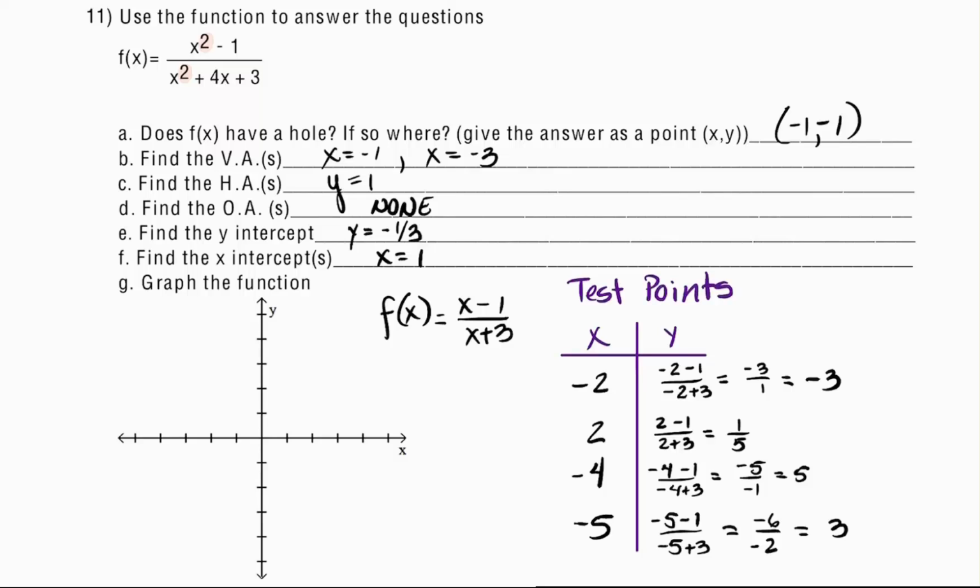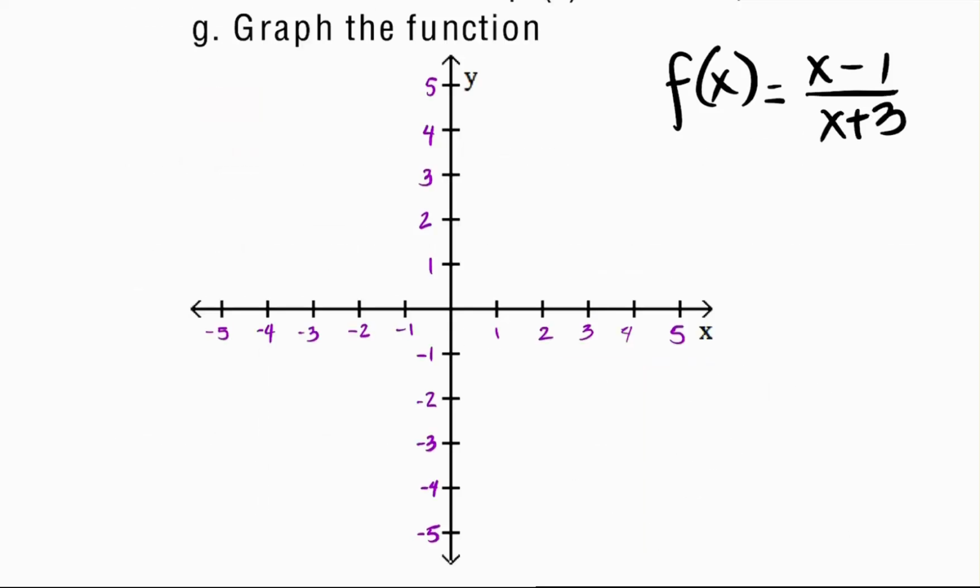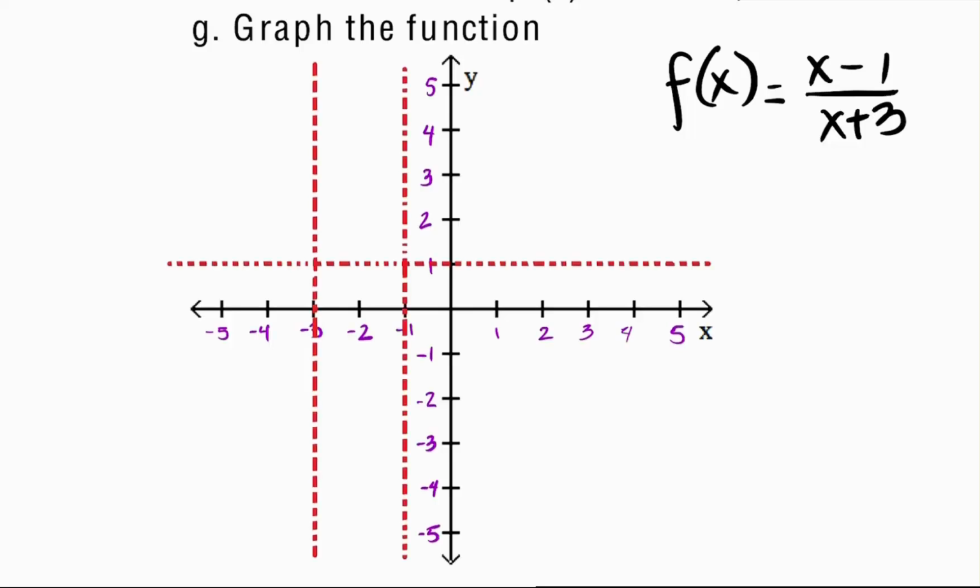Now we can graph our function. First, we're going to represent the asymptotes, and now we are going to represent the test points. Now we can graph the function. And this is how the function should look.